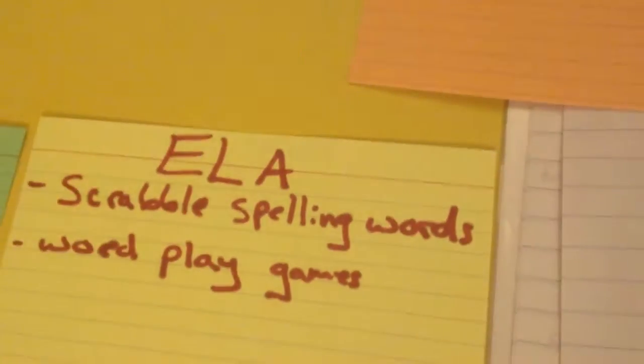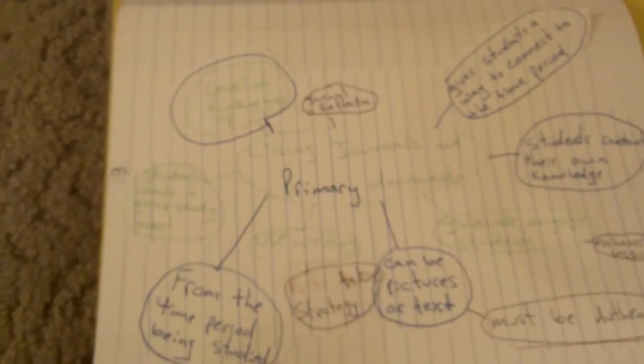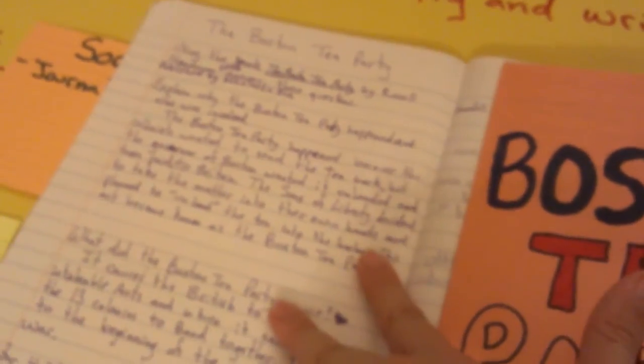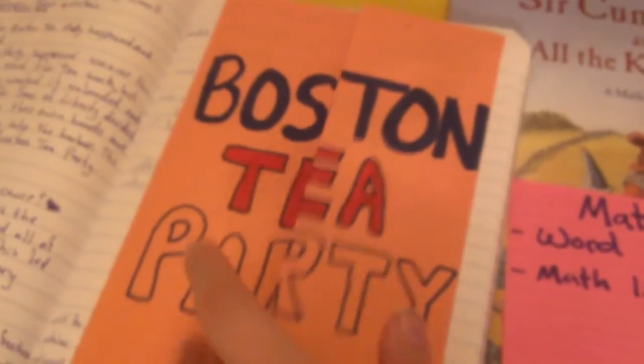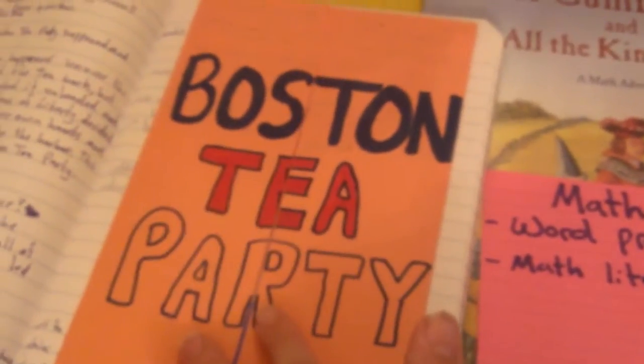ELA, you can use like Scrabble, spelling words, or wordplay games. Social studies, you could do social studies journals where they're actually writing, as far as doing mind maps or answering questions. This is another example where they'd be answering questions on the left-hand side about the Boston Tea Party, and then they actually did an activity that incorporated a different intelligence on the right-hand page.